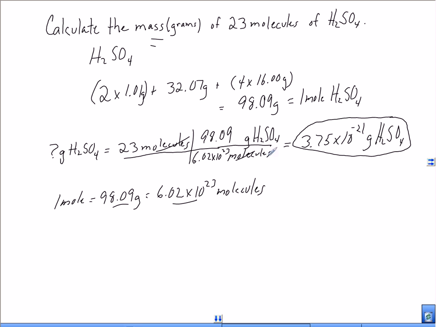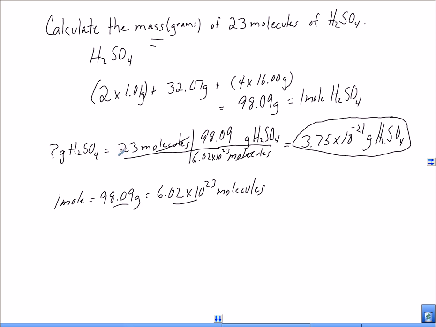Now, I always ask you guys in class, does the answer make sense? Well, we're asking to find the mass of 23 molecules, and that's going to be an extremely small value. We know that. Well, is this an extremely small value? Certainly it is. You take this decimal, you move it over 21 spaces to the left, you're going to have a tiny, tiny value for grams. So the answer makes sense. Anytime you're asked to find the mass of double-digit or single-digit atoms, particles, molecules, or really any value like that, you're going to end up with a pretty small answer.